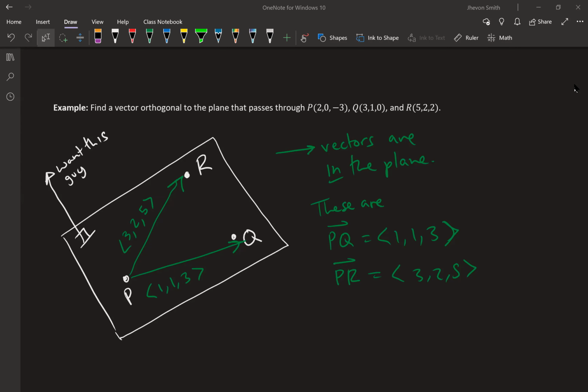Parallel. Do we remember what parallel means? If I find a vector that's parallel to PQ and PR, it will just be another vector in the plane, because it will be in the same direction, right? It'll just also be a vector in the plane.